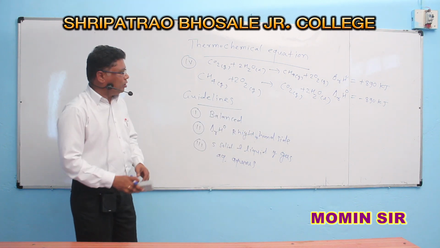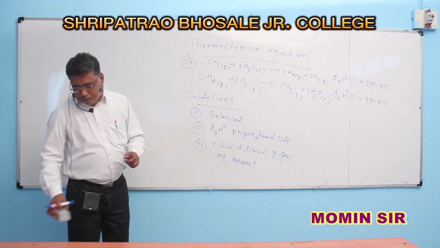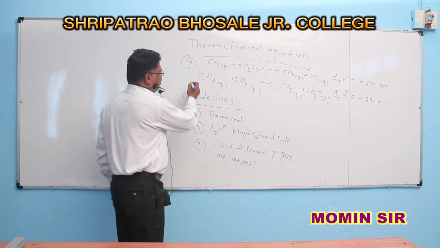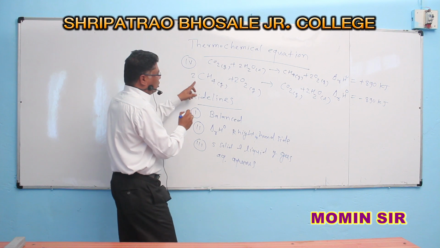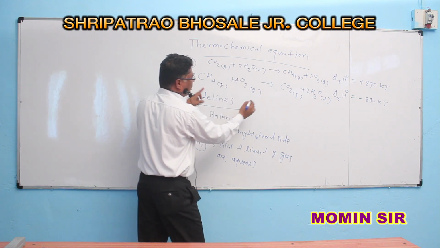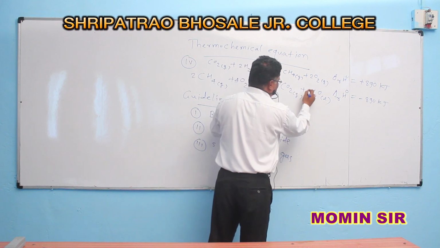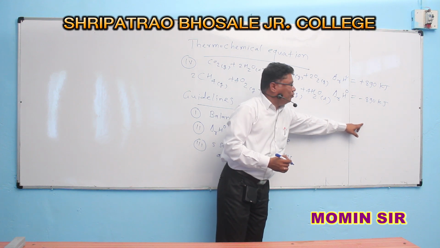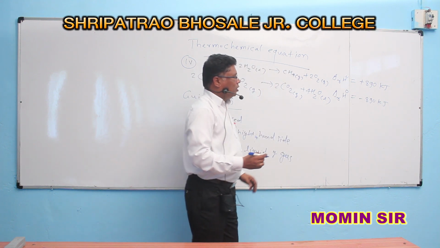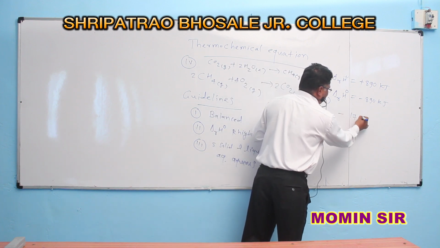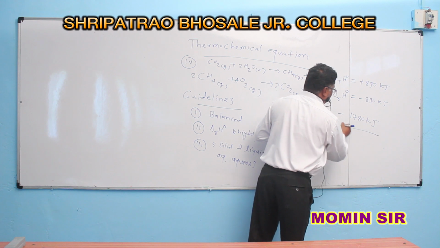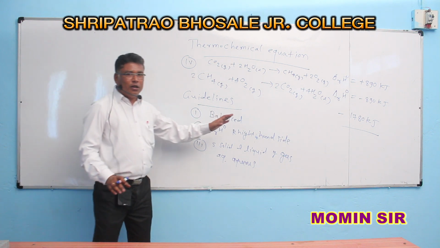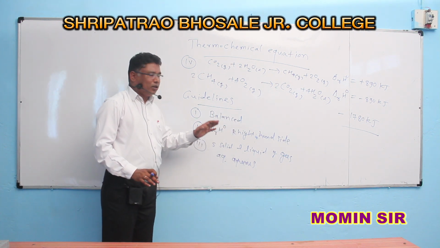The last important point is that whenever we multiply this equation by a coefficient, for example, when we multiply it by 2, here it becomes 4, here it becomes 2, here it becomes 4. So the value of delta H is also multiplied by that coefficient, then it becomes minus 1780 kilojoule. So those are the important guidelines for writing the thermochemical equation.